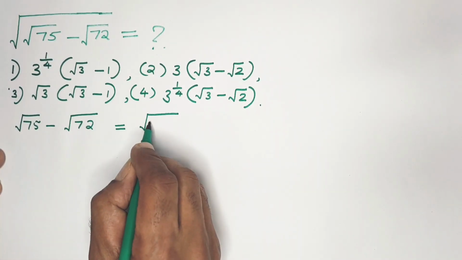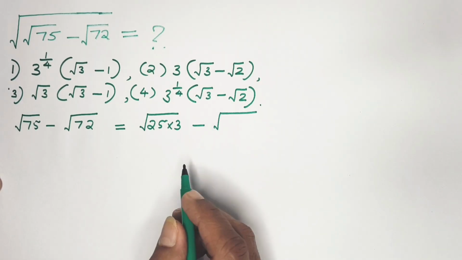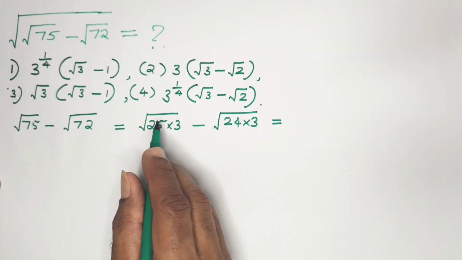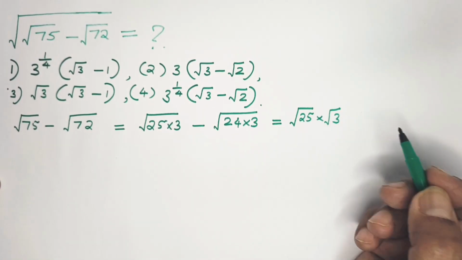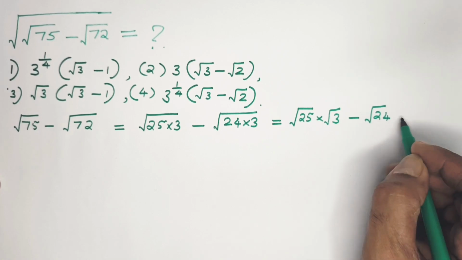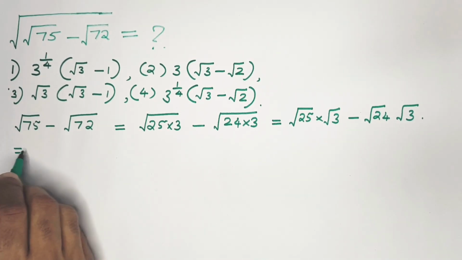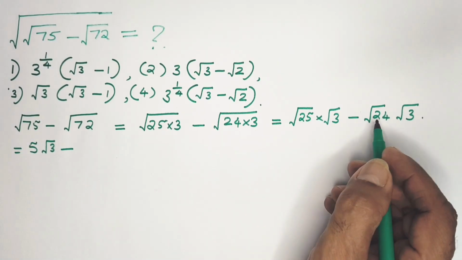I'm writing it as 75 is 25 multiplied by 3 minus 72 is 24 multiplied by 3. We can distribute the root sign. So you have root 25 multiplied by root 3 minus root 24 multiplied by root 3. Now we know that root 25 is 5. Then you have 5 root 3 minus root 24 root 3.